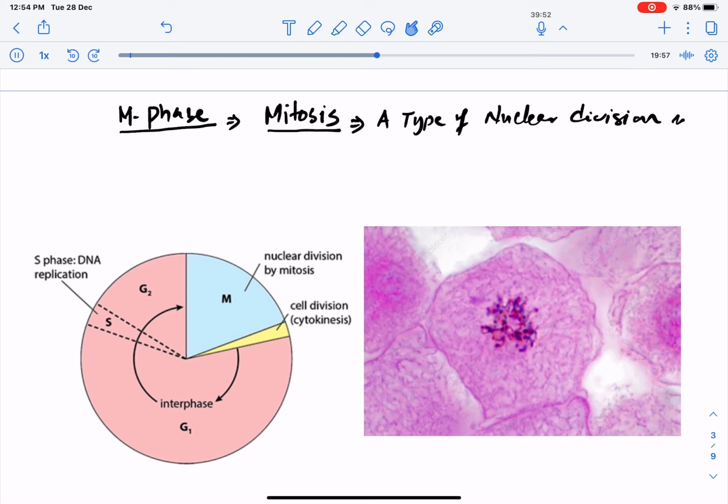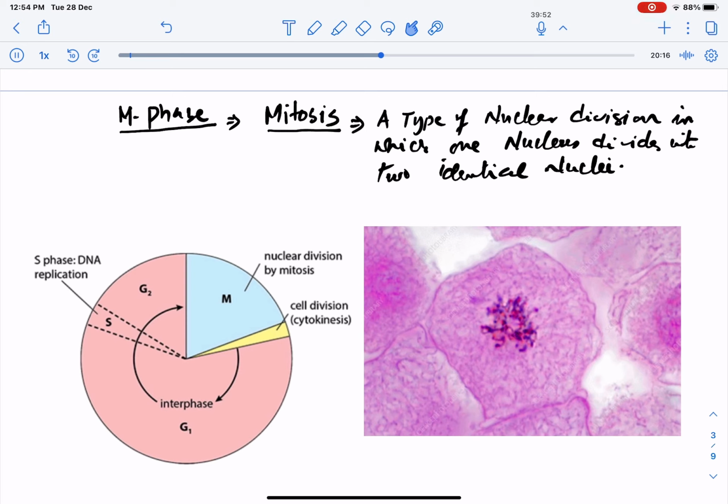in which one nucleus divides into two identical nuclei. And this mitosis is divided into four phases. It is divided into prophase, metaphase, anaphase, and telophase.